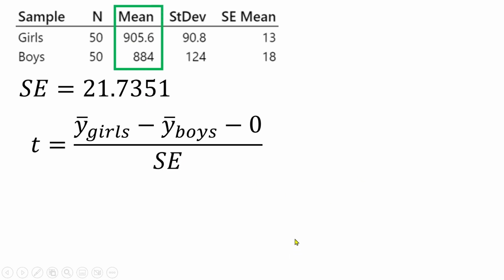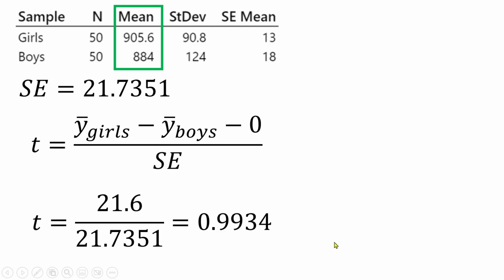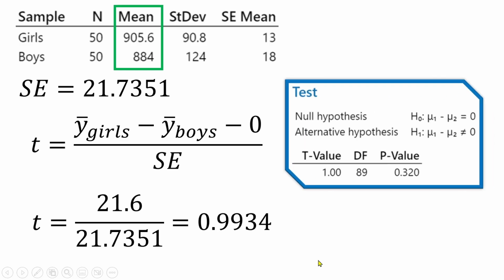We have our population means here as we saw before. The difference is 21.6. 21.6 minus 0, we don't really need to put the 0 there. And we're dividing by that standard error that we calculated. We get a test statistic of just about 1. And you can see that's in close agreement with the Minitab output, which gives 1.00 exactly.